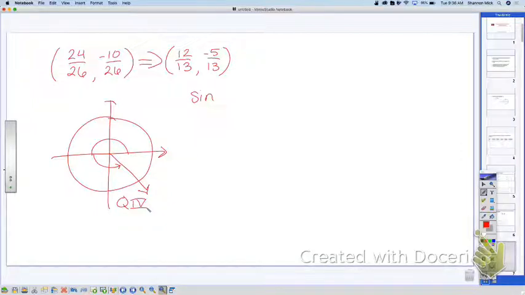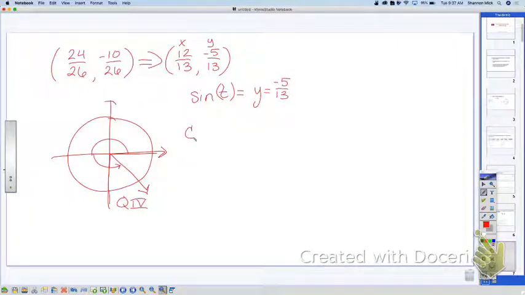Yes? How did you know it was a 4? Because the x is positive and the y is negative, so the positive x-axis and the negative y-axis, so that puts me in fourth quadrant. So sine of t, what's my ratio for sine? Y. So my answer is 12 over 13. No, negative 5 over 13. Negative 5 over 13.